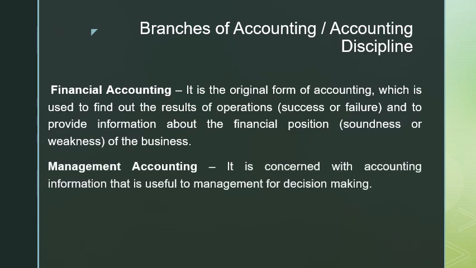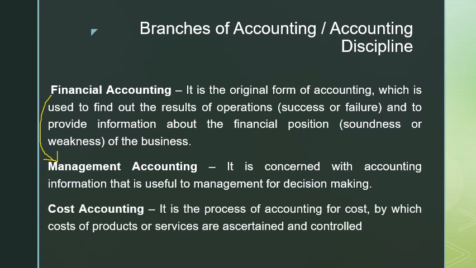And the next branch is management accounting. It is concerned with acquiring information that is useful to management for decision making. But for management accounting itself, they need the help of financial accounting. The results of financial accounting are transformed in management accounting in a way that allows this management to make decisions. So here the various results of the business calculated in financial accounting will be transformed in management accounting in such a way that decisions can be taken by this management. The next is cost accounting.